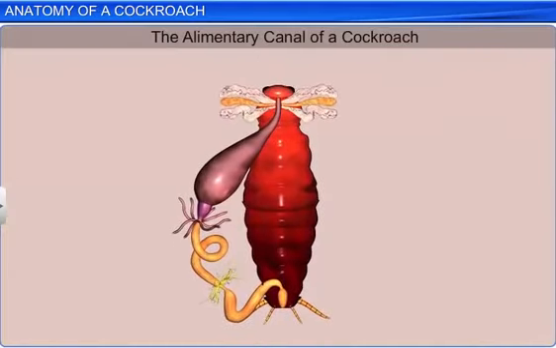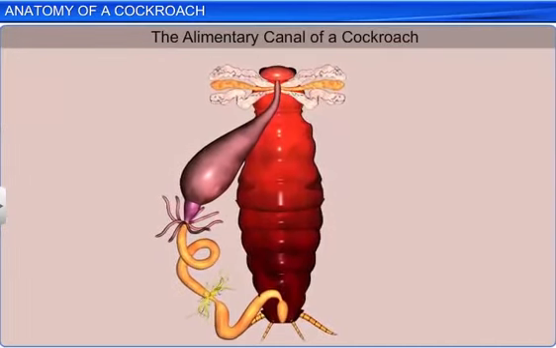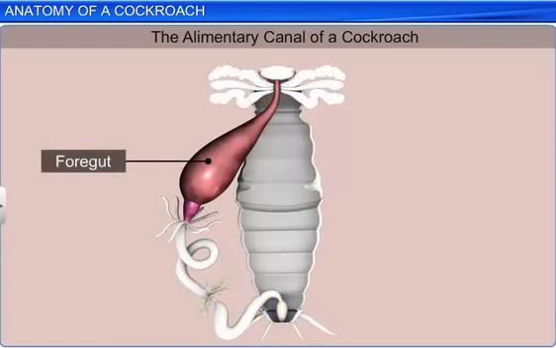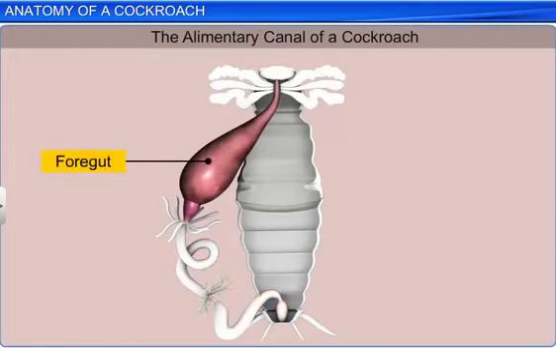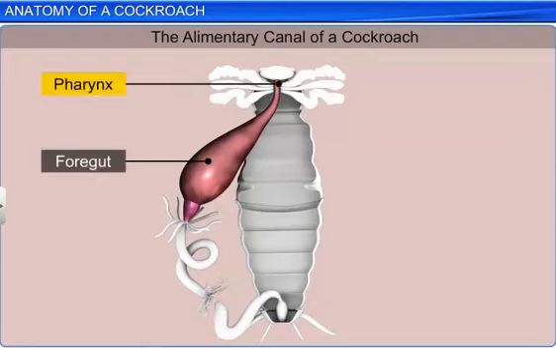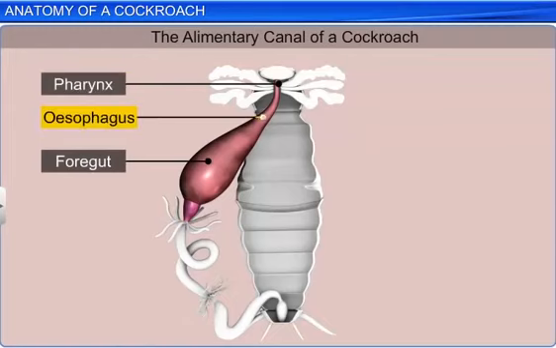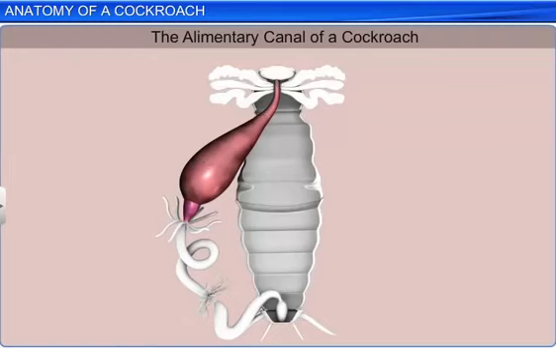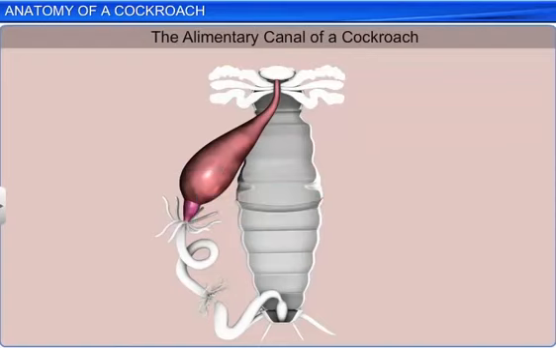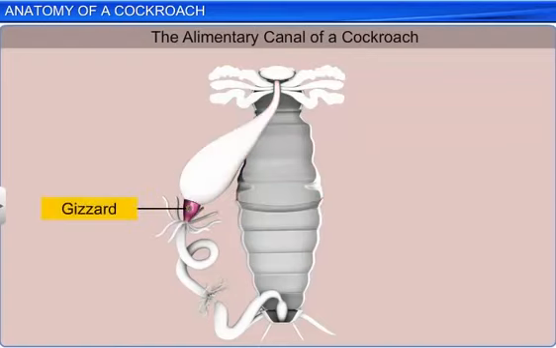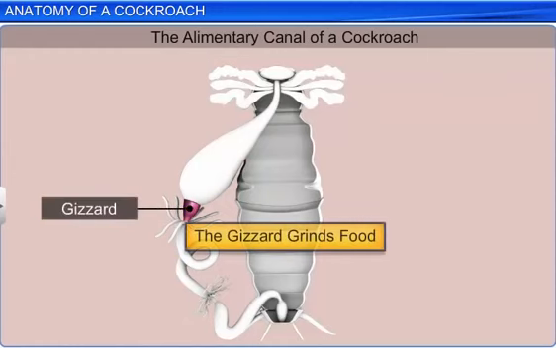The alimentary canal is present in the body cavity and is divided into foregut, midgut and hindgut. The entire foregut is lined with cuticle and consists of a mouth which leads into a short tubular pharynx that continues into a narrow tubular esophagus. The esophagus opens into a large sac-like structure called a crop, which stores food. The crop is followed by a small conical gizzard or proventriculus, which grinds the food particles.